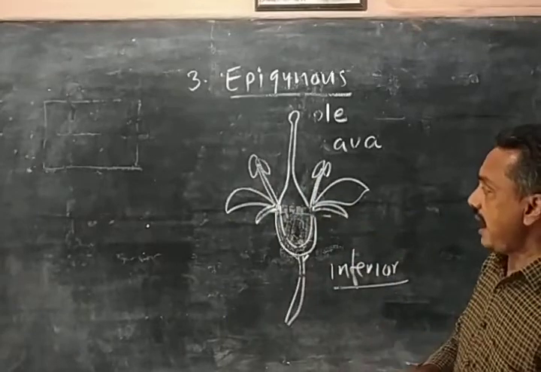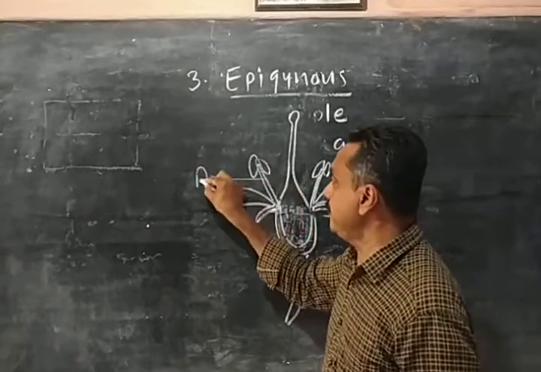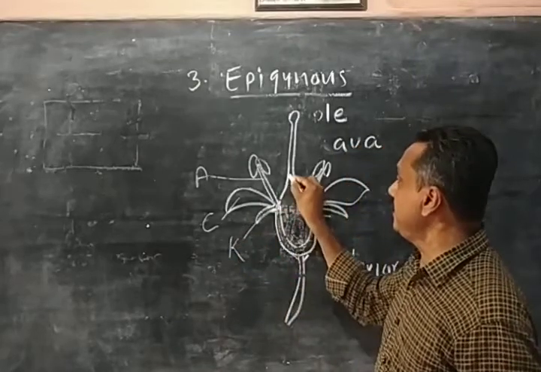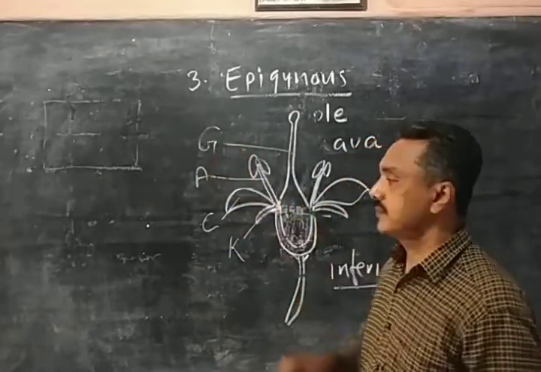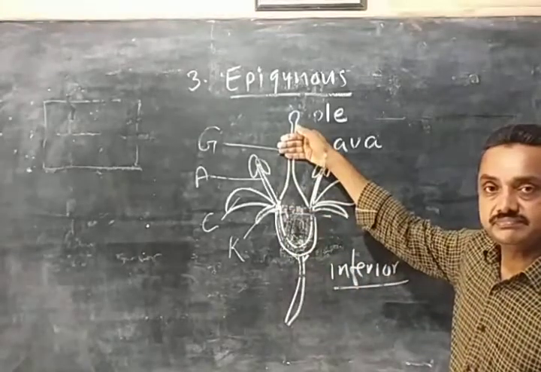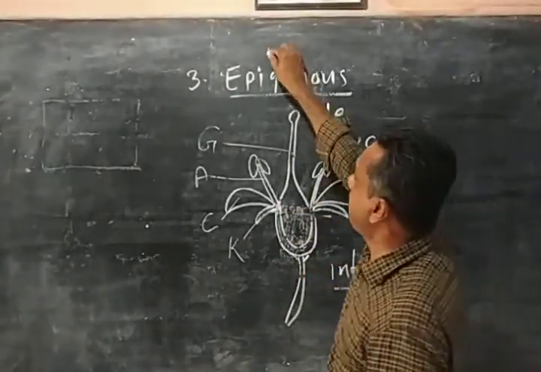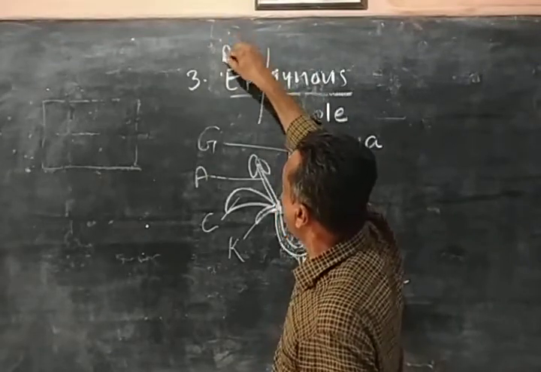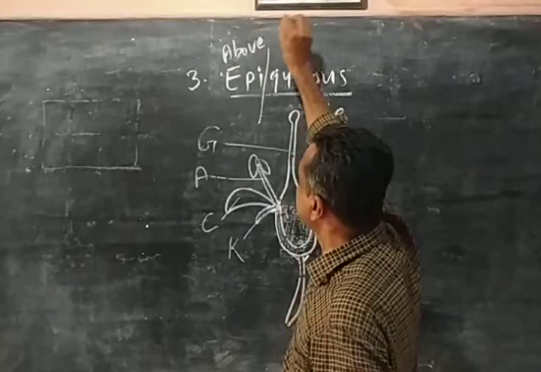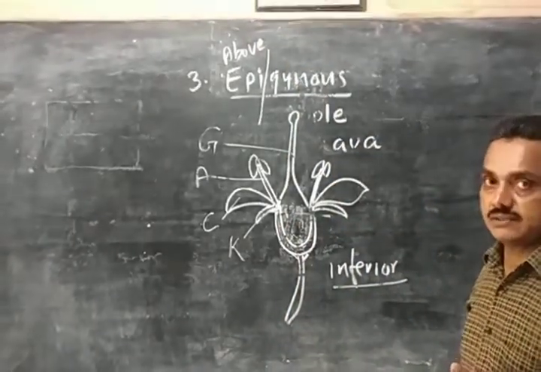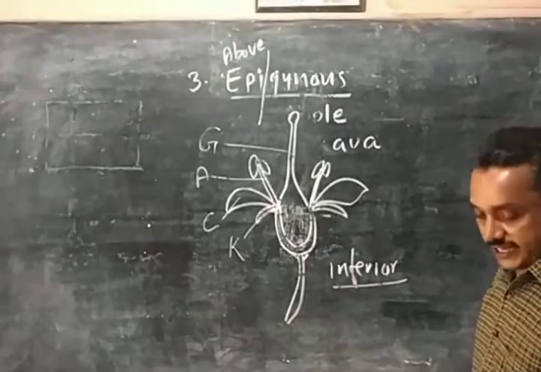We have the labels androecium, corolla, calyx, gynoecium. Gynoecium is lowest, other parts above. Epi means above. Epigynous, above the gynoecium. So there are three types of flower.